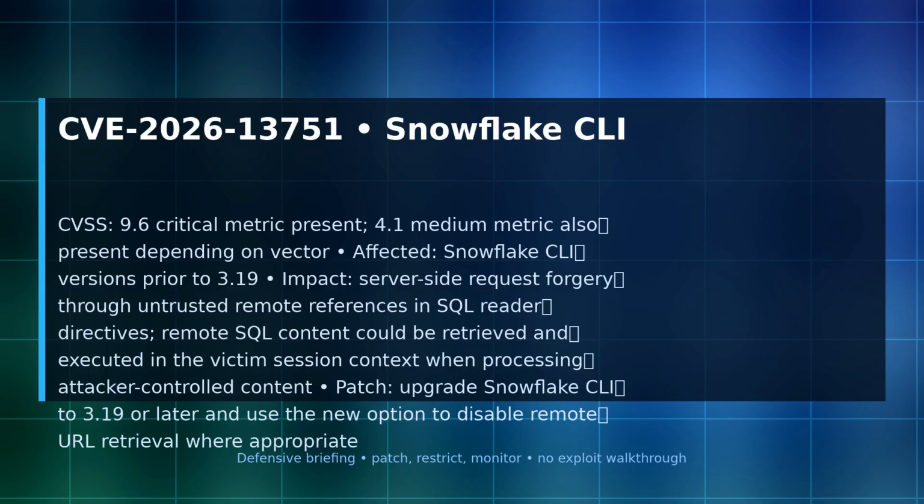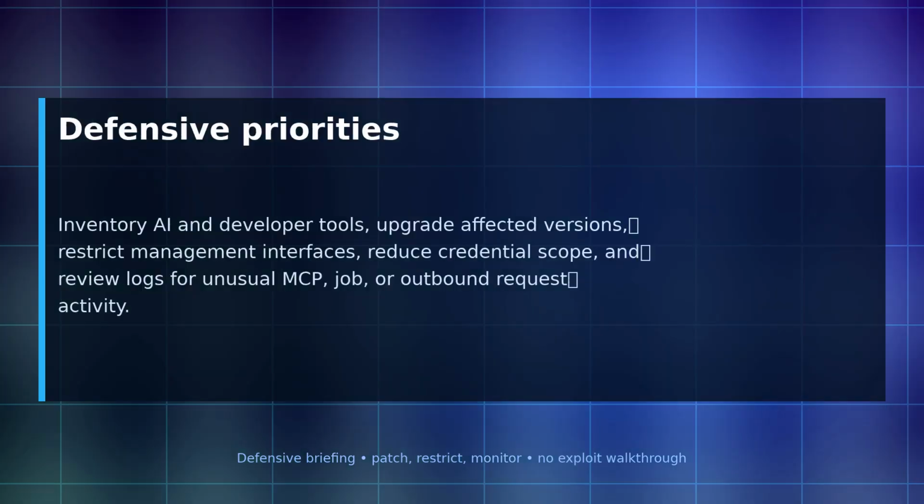Fourth, CVE-2026-13751 in Snowflake CLI versions before 3.19. Snowflake describes improper handling of untrusted remote references. Under vulnerable command paths, attacker-controlled SQL content could trigger outbound requests to internal or non-public locations, and remote SQL content could be retrieved and executed in the victim user session context. A critical 9.6 metric is present, although another vector rates it lower because user interaction and local processing matter. Upgrade to Snowflake CLI 3.19 or later, and use the new option to disable remote URL retrieval when your workflows do not need it.